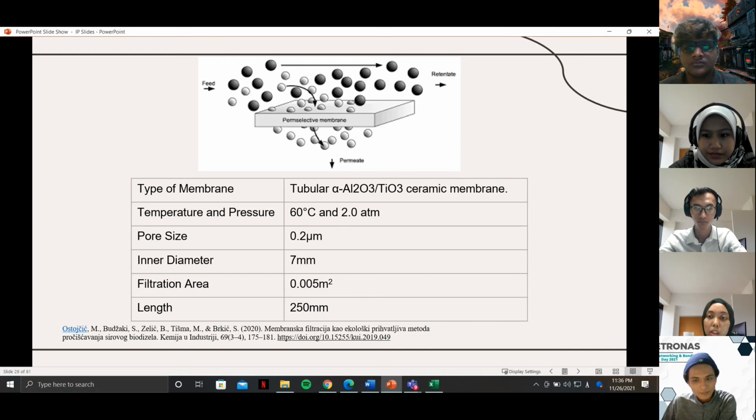This is the specification for the chosen membrane. It is one of the inorganic membranes, and the ceramic membrane is also understood to have higher packing density, which contributes to the lower porosity. And note that all these values are taken from reliable sources. Next slide.